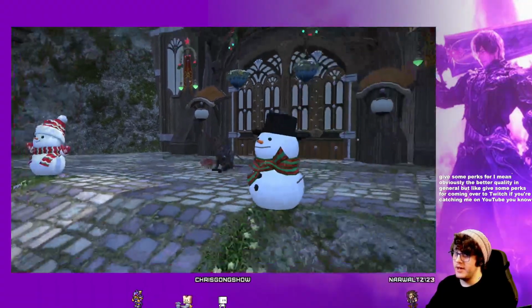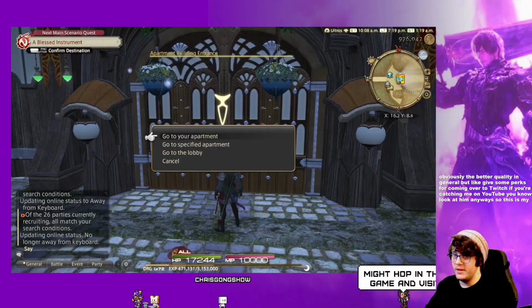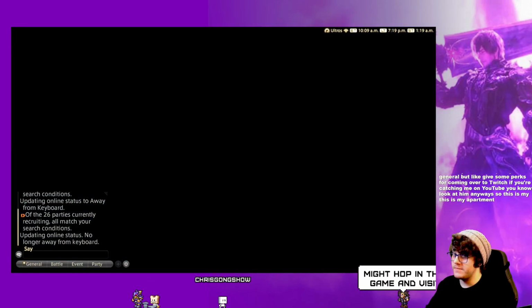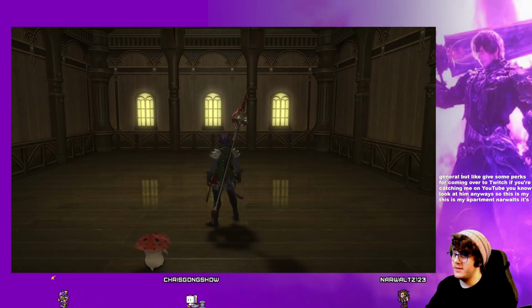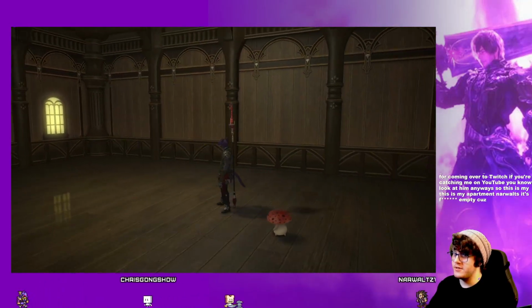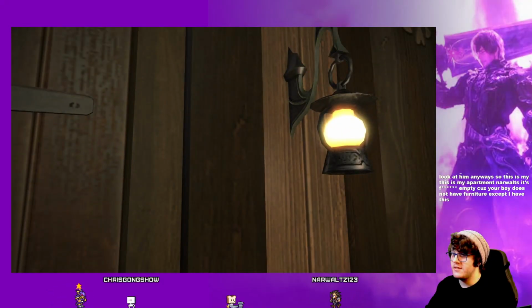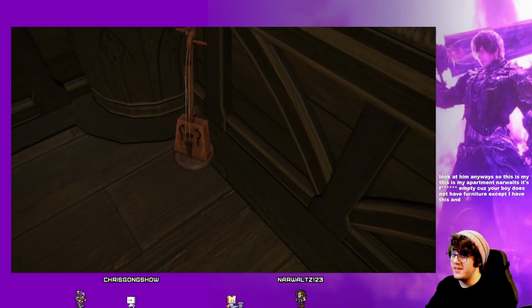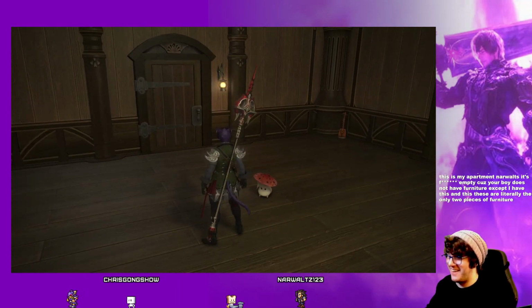Anyways, so this is my apartment, Narwhals. It's empty because your boy does not have furniture. Except I have this. And this. These are literally the only two pieces of furniture in my inventory right now.